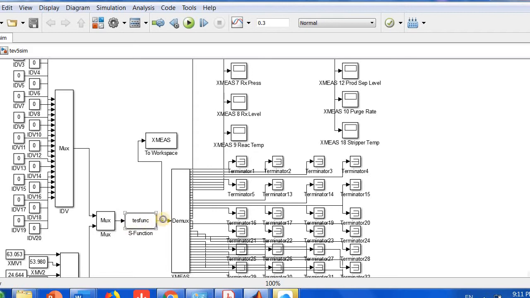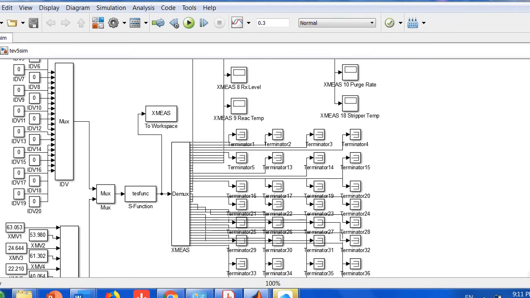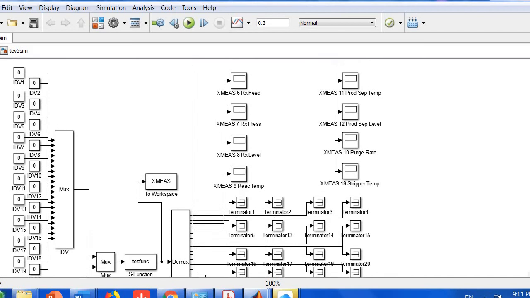So what do I have as output for my model? My X measured. I have all the X measures that I need. What do I mean by that? Just a sample of it. X measure 6 is the reaction feed. X measure 7 is the reaction pressure. X measure 8 is the reaction level. X measure 9 is the reaction temperature.